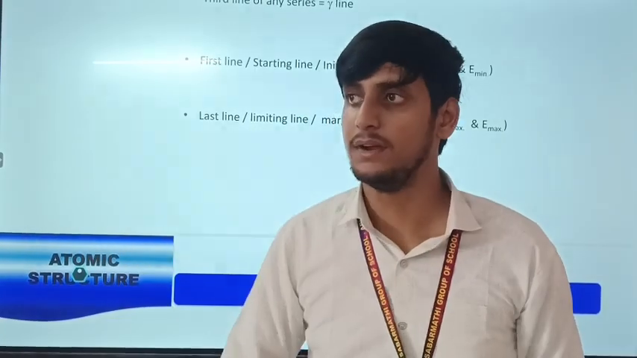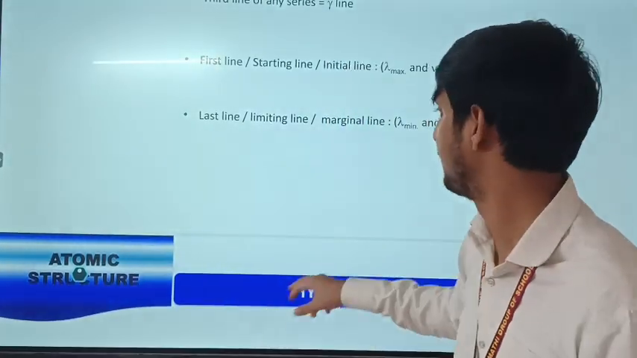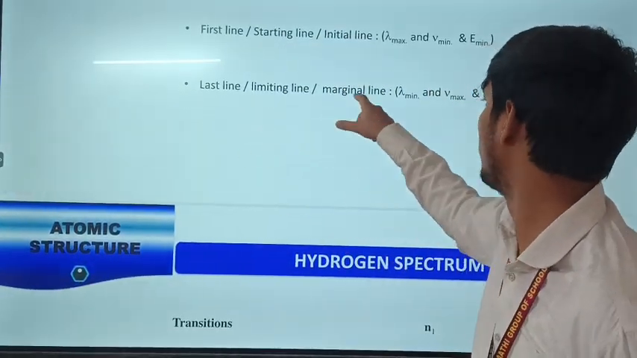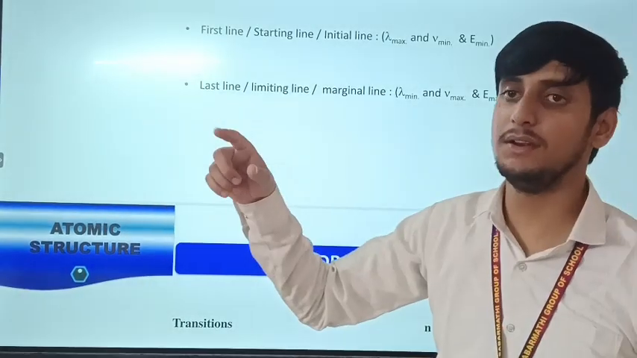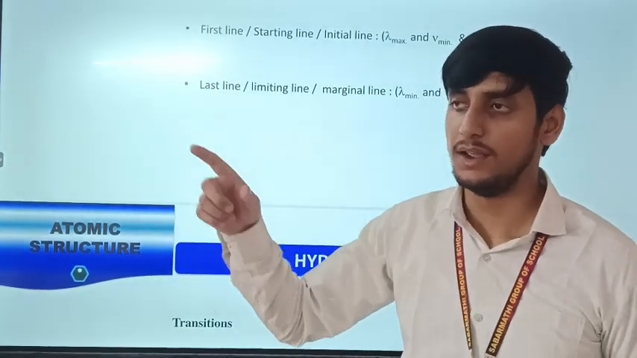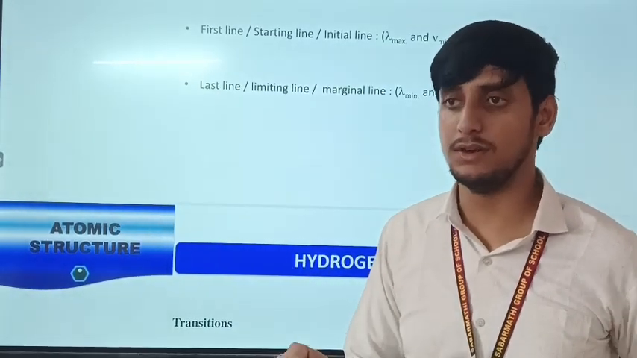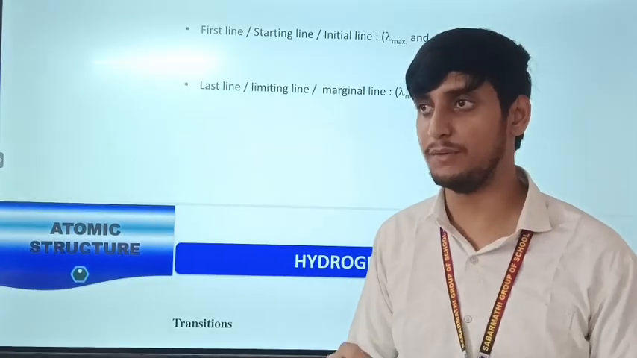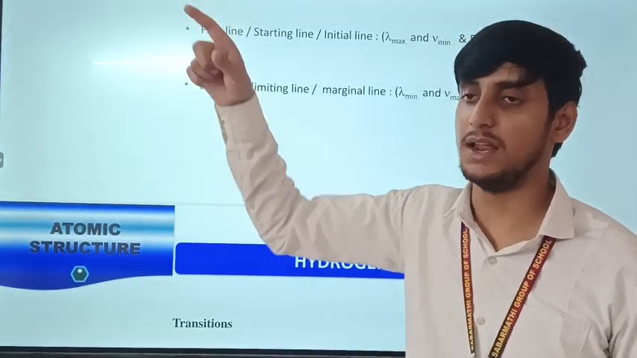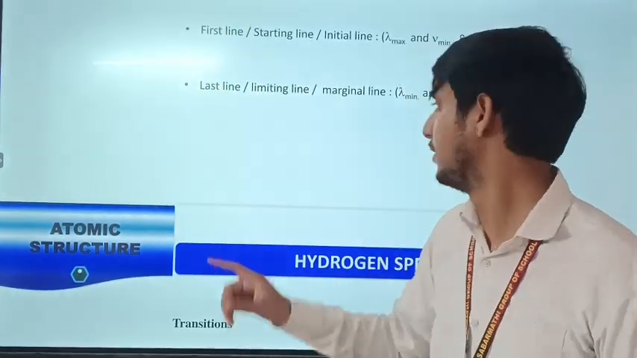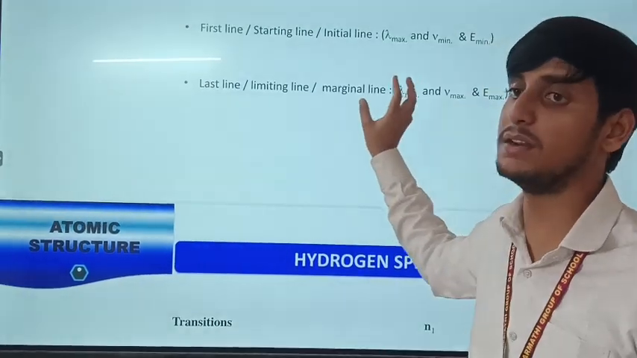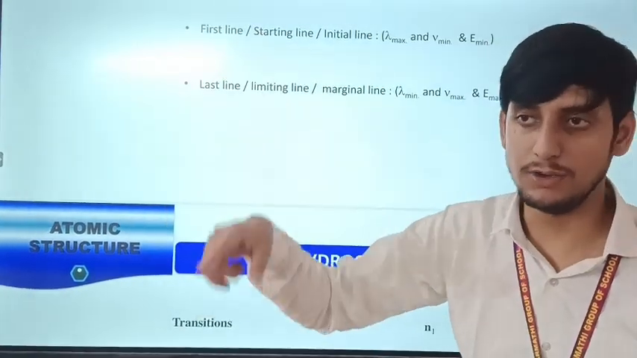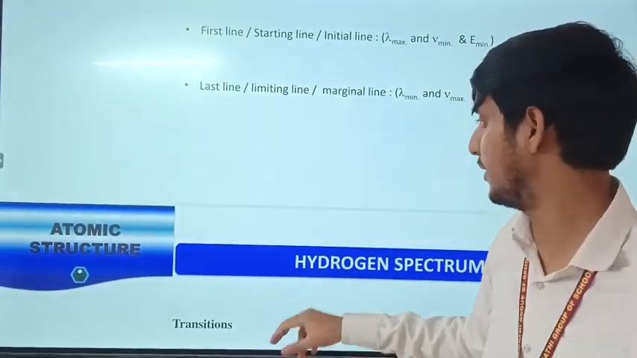And wavelength decreases. Okay. Last line, or limiting line, or marginal line. For the last line, the limiting line or marginal line, if the electron goes to zero energy, means energy absorbed from N1 to infinity, then lambda is minimum, frequency is maximum, and energy is also maximum. Okay.